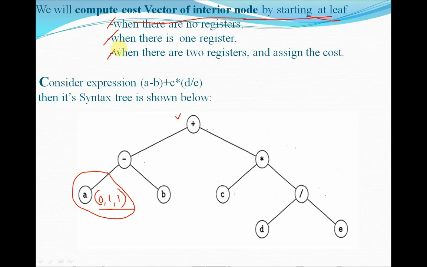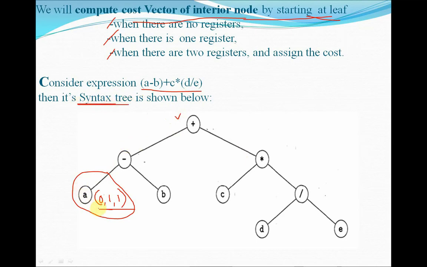We are going to observe the possible costs. We take one expression, a minus b plus c into d by e. To translate this, first we have to construct the syntax tree or DAG. Here the syntax tree and DAG are both the same, because there are no common subexpressions or subtrees in the expression. So the DAG is equal to the syntax tree. For that reason I am using the word syntax tree here.